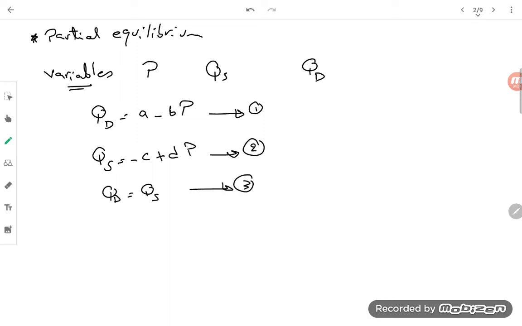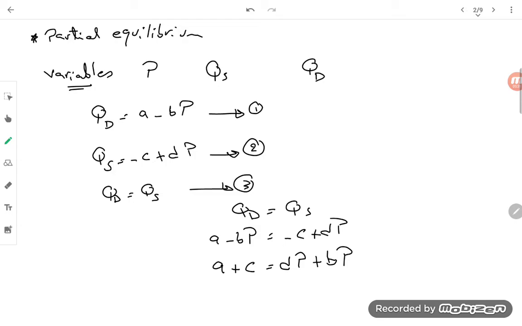We are going to substitute using equations 2 and 1 in equation number 3 in order to find the equilibrium price and equilibrium quantity. So we can write it as QD equals QS, A minus BP equals negative C plus DP. Now we are going to collect the intercepts together and the P's together. So it is A plus C equals DP plus BP. So we can take P as a common factor. A plus C equals B plus D times P. So equilibrium price can be found as A plus C divided by B plus D. So this is the equilibrium price.